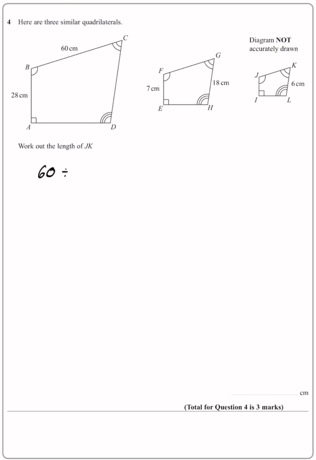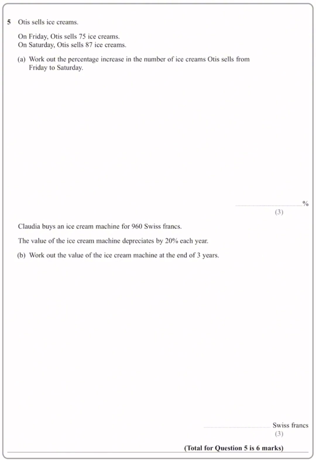Question 4, we've got similar shapes here. So working out the scale factor of lengths, 60 divided by 4 gives us 15, and then 15 divided by 3 gives us 5, so it's 5 centimeters.